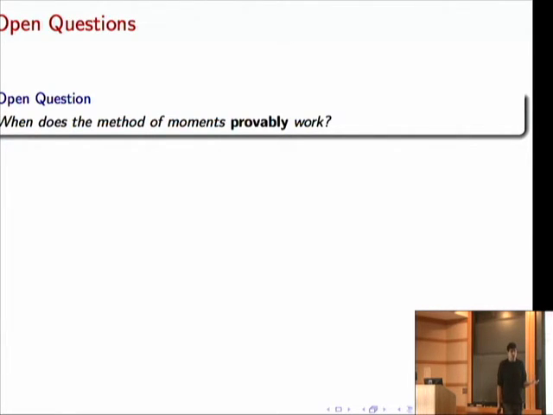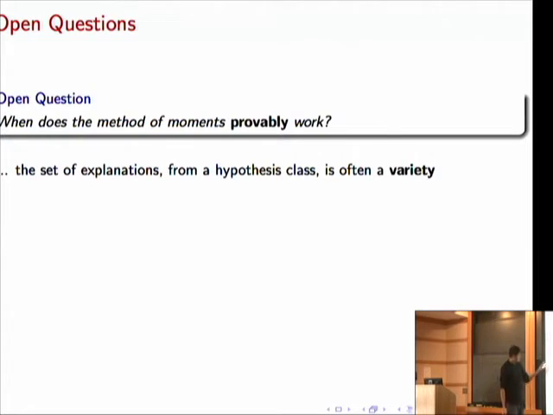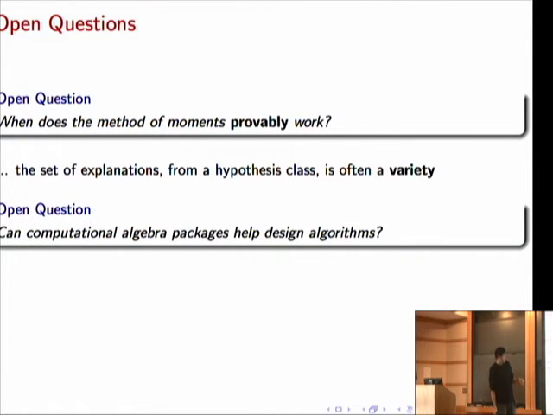The first thing that you need to establish is that the zeros of this set are exactly the ones that you're interested in. That if you learned the moments perfectly, then you would be learning the correct parameters. So the hypothesis class is a variety. And we can even ask a stronger question, which was, I guess, a pipe dream of mine. I'm not sure it's really workable. But one could ask if computational algebra packages can help in designing algorithms.